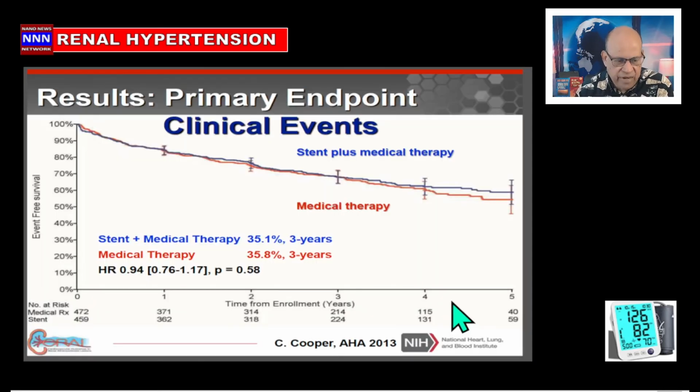And here is one study showing such results that was published in 2013 in the American Heart Association Journal. At the end of 40 months, there was no significant difference between the medically treated group versus those who received stent plus medical treatment. So, ladies and gentlemen, there is the answer to your $1 million question.